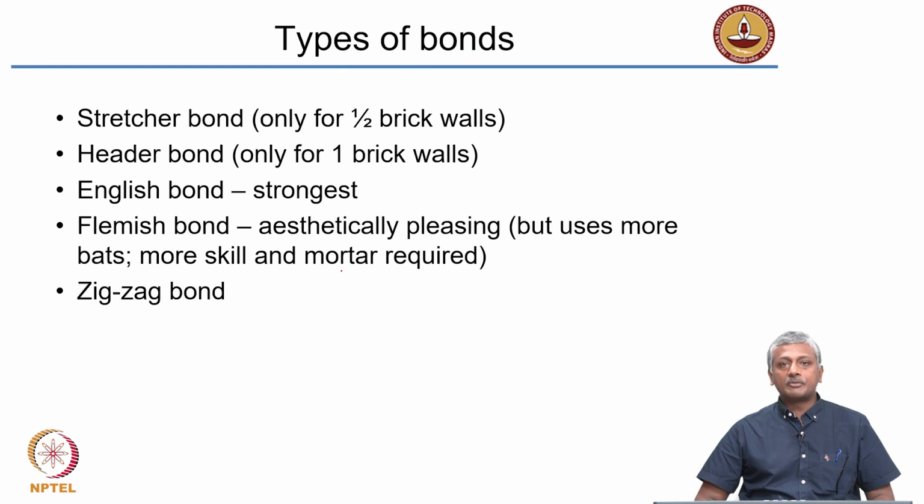So let's look at different types of bonds that are used for bricks. One is a stretcher bond. As the name implies, all the bricks are stretchers. The other is a header bond. Again, as the name implies, all bricks are used for headers. Now these have some limitations.